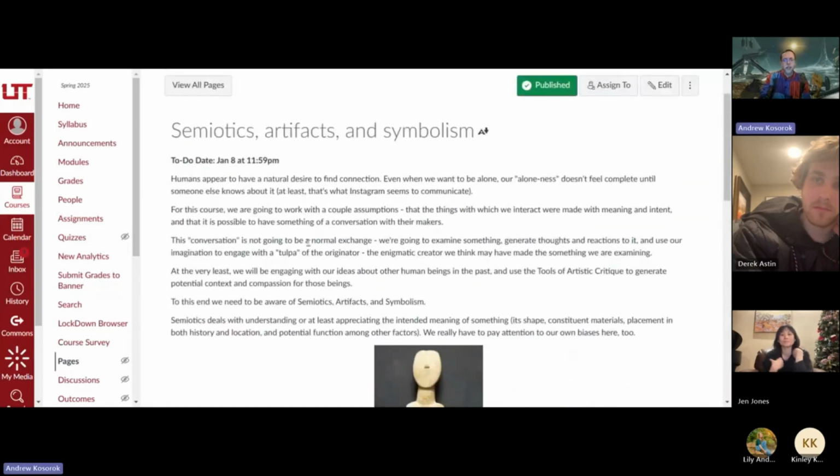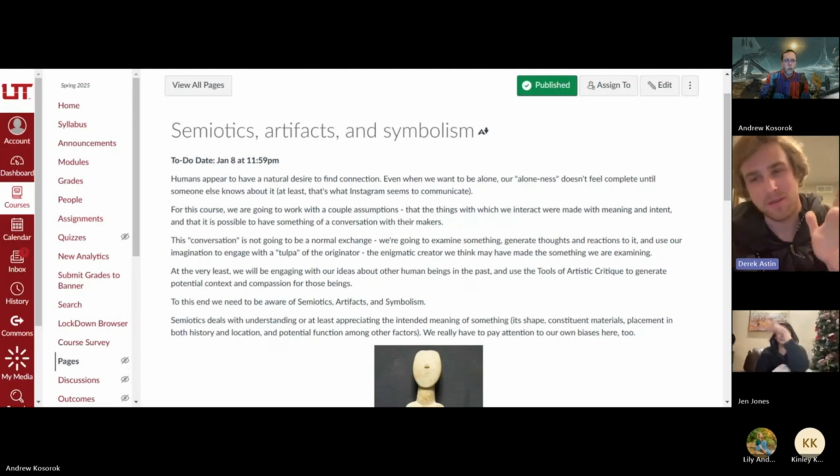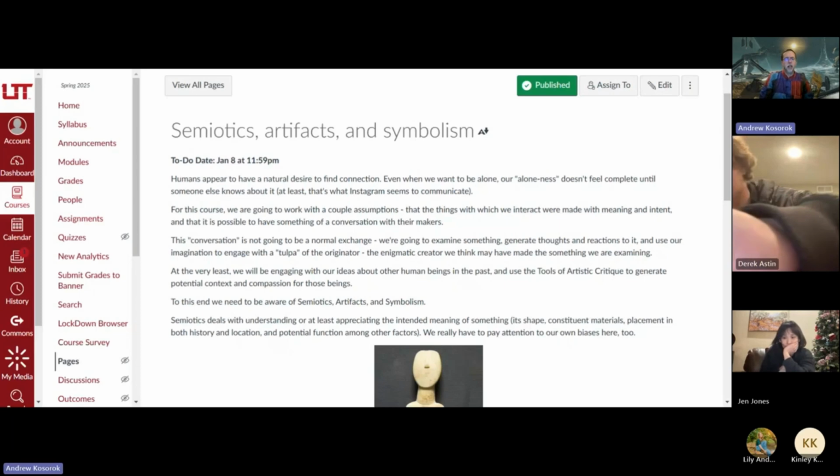One of my favorite things to study is semiotics. Does anybody know what semiotics is? Doesn't it deal with symbols and how people understand or interpret symbols or something like that? Yeah, exactly. That's exactly what it is. Semiotics is the study of contextual meaning, essentially. How do things mean?